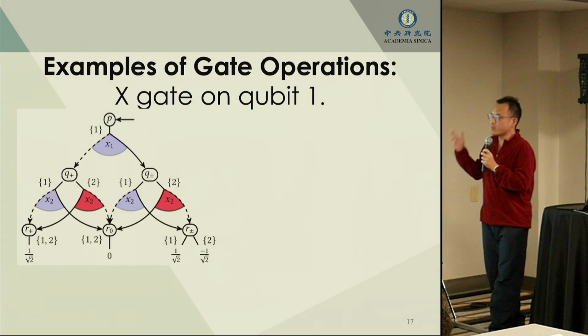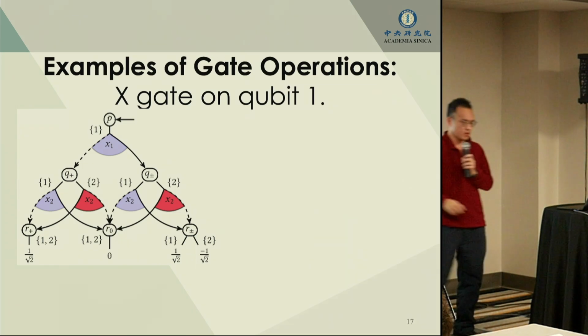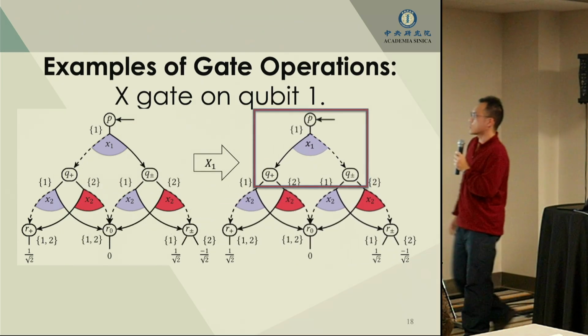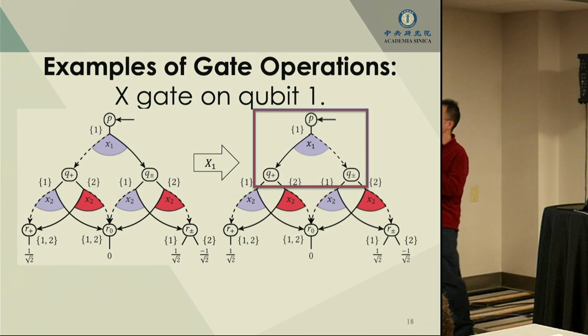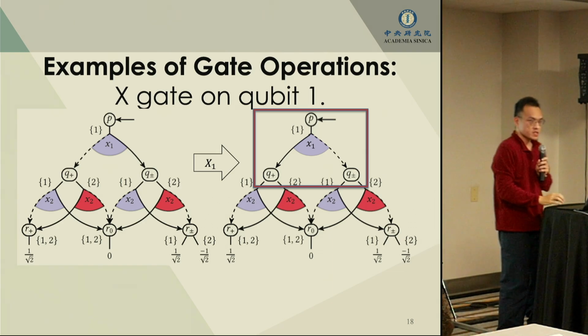Next, I'll give you a little bit of a feeling of how we do quantum gates. Starting from this automata, if you want to do an X gate, it's very easy. You just look at all the transitions labeled X1, and then swap left and right. The dotted one is the 0 branch, and the solid one is the 1 branch. You just swap them, and then you get the X gate.